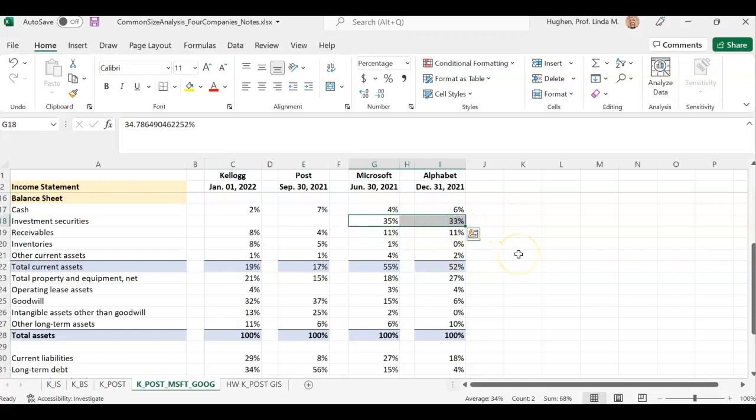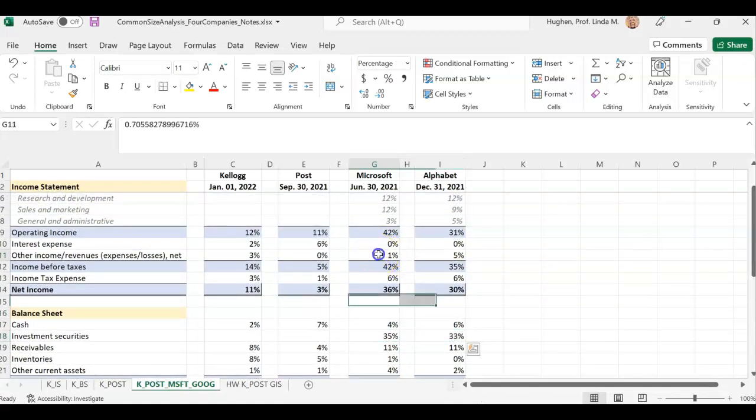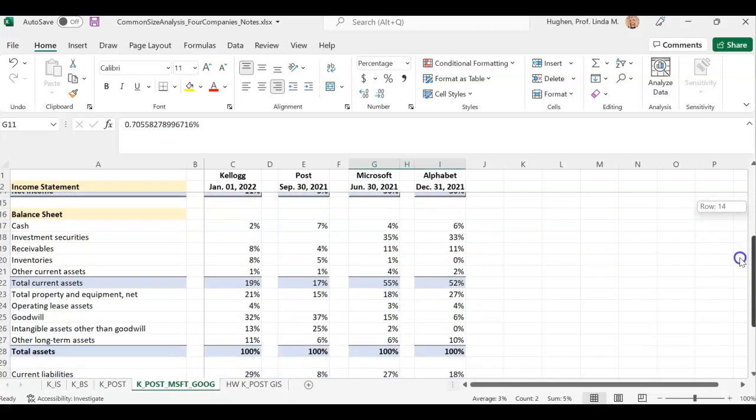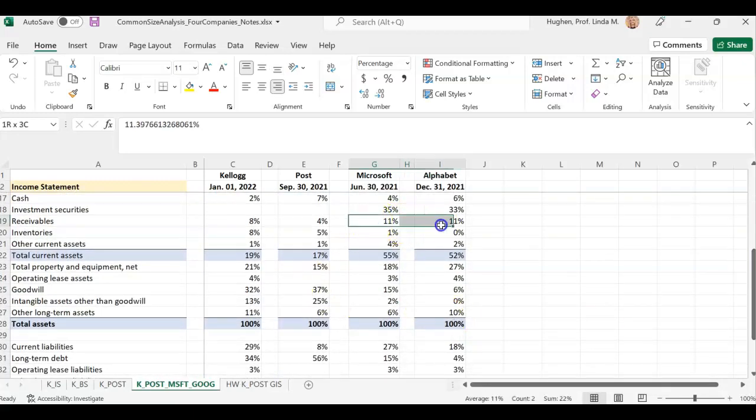Microsoft and Alphabet have about a third of their assets invested in investment securities, stocks, bonds of other companies, and governmental bonds. So we would want to see these results in, ideally, other income, other gains on the income statement. We don't see a whole lot of other income and other gains on the income statement here. But that's ideally what's going to happen with that investment. We see the same amount of assets in receivables for Microsoft and Alphabet, and higher compared to Kellogg and Post. We see the highest amount of plant, property, and equipment investments as a percentage of assets for Alphabet.